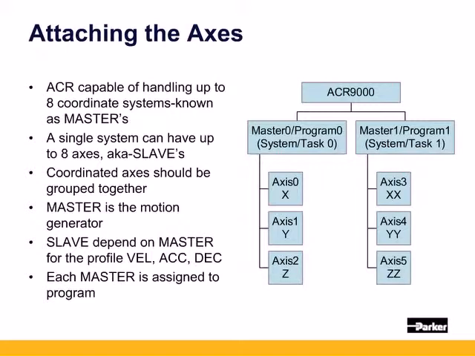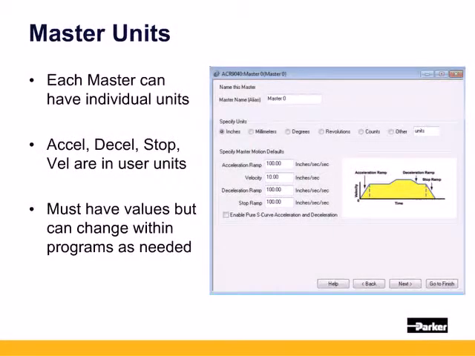In the ACR-View configuration wizard, each master can have an alias name and is set with default units: inches, millimeters, degrees, revs, or any other units you'd like to use, meters, feet, etc. You can set the default values for the accel, decel, and stop ramps and velocity. If acceleration or velocity isn't specified, these values are used. Obviously, it would be a good practice to set these to a low speed value until the program is developed.